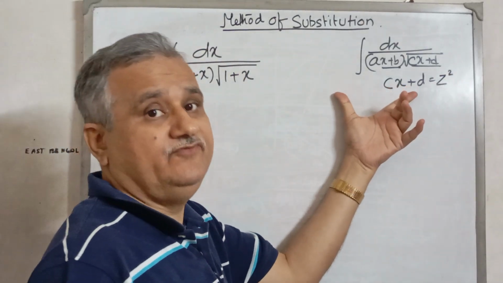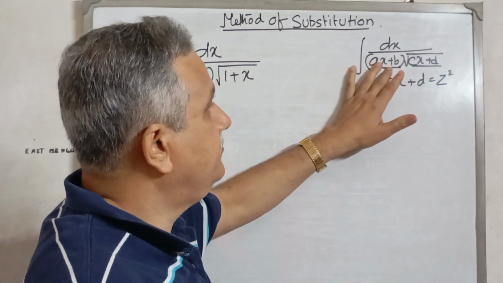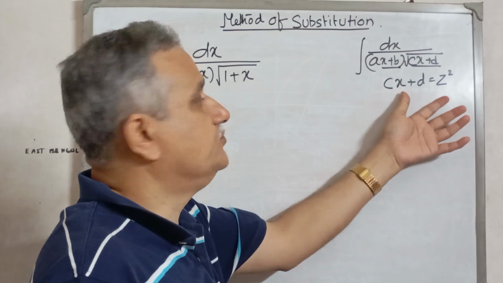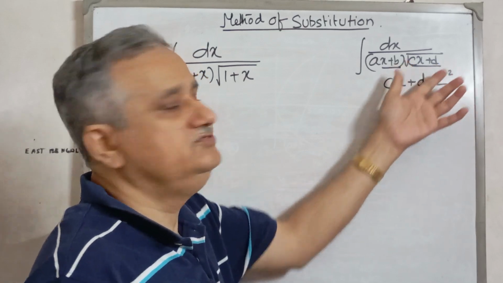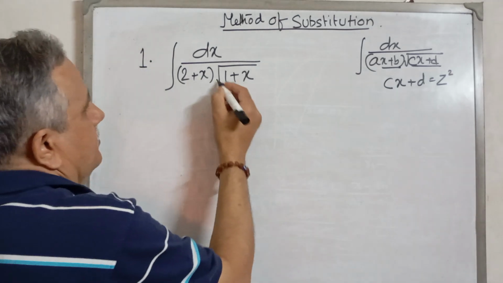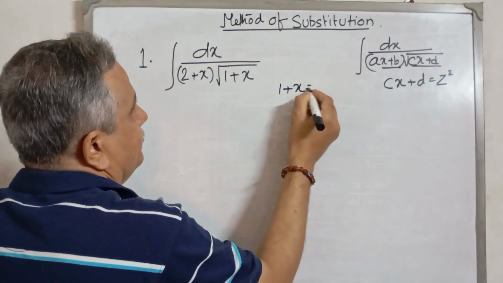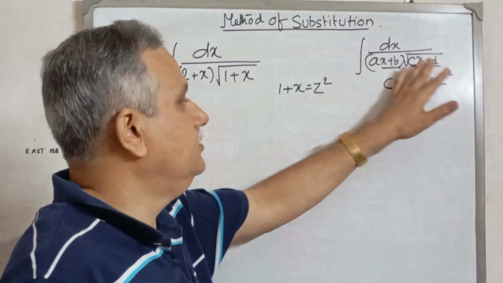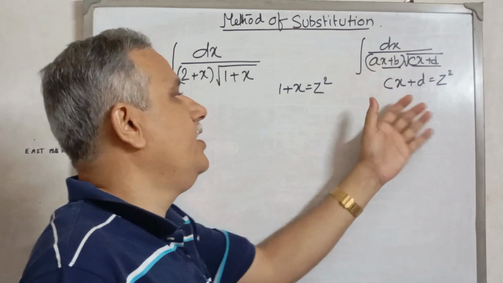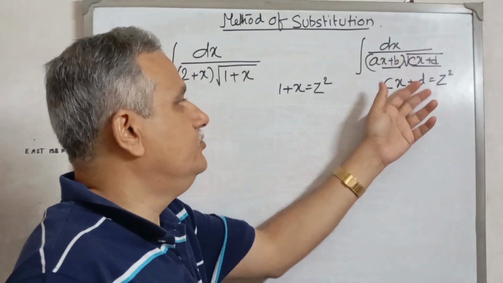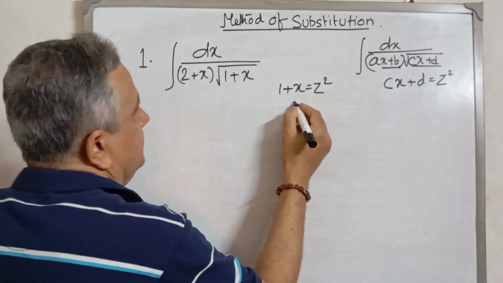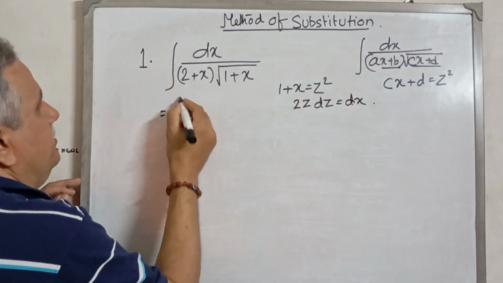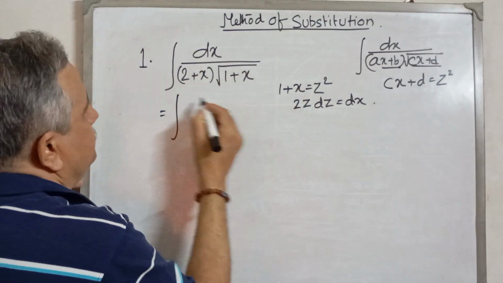This is also a linear form, and this is also a linear form, so we put the expression under the root equal to z square. Here we put 1 plus x is z square. Always, if both are of linear form, under the root and outside the root, then we can put the expression under the root as z square. Now differentiate it: 2z dz equals dx. Now replace here simply, dx means 2z dz.